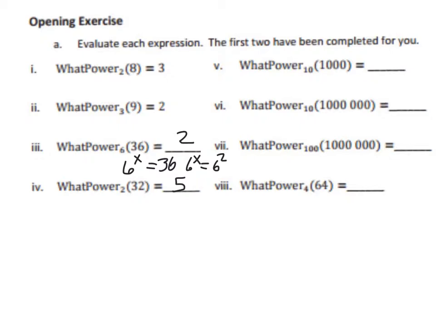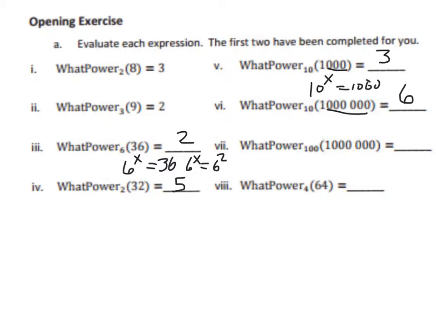10 to what power equals 1,000? That's what they're asking here. Well, it's 10 times 10 times 10. You need 3 tens. 10 to what power gives me 1 million? Well, last time you took a look at it, there were 3 zeros to make 1,000. So for 1 million, I've got 6 zeros. So guess what the answer is? 6. It's a little shortcut.